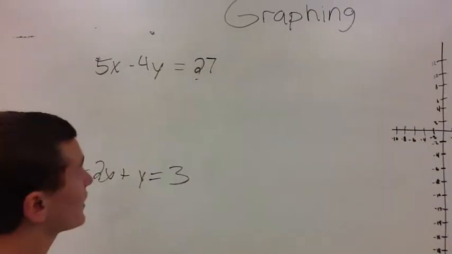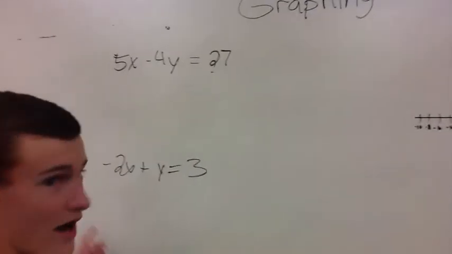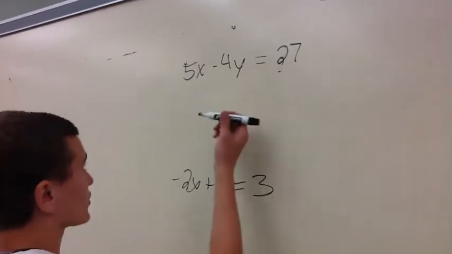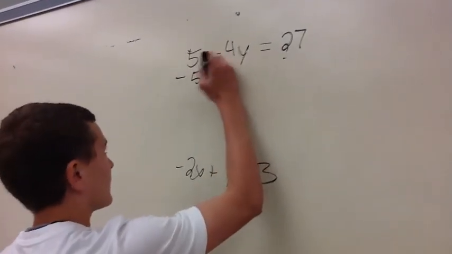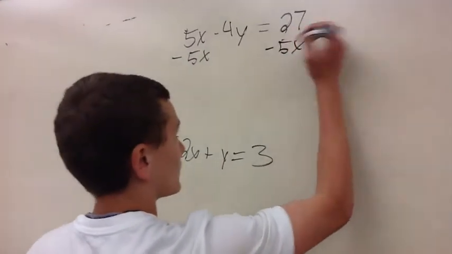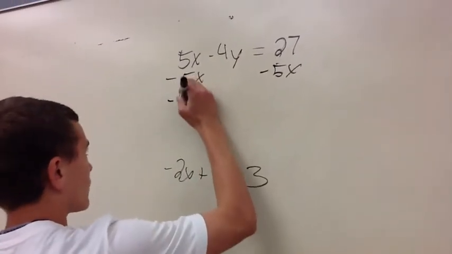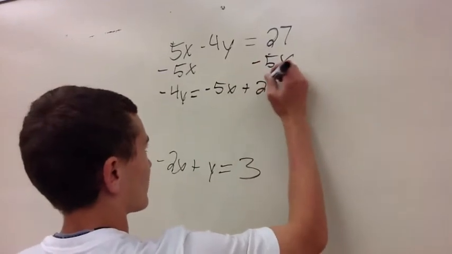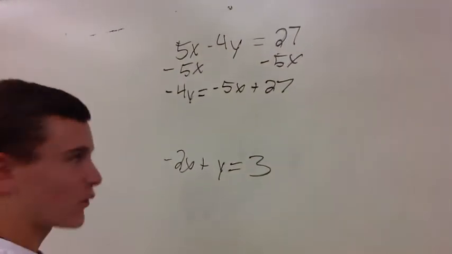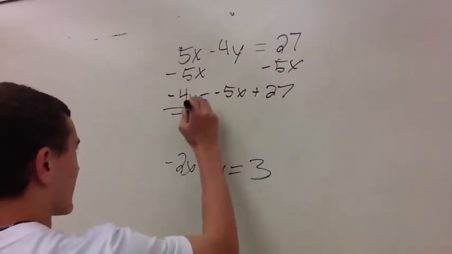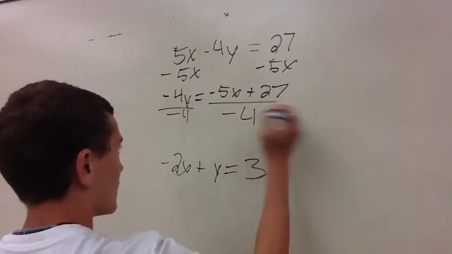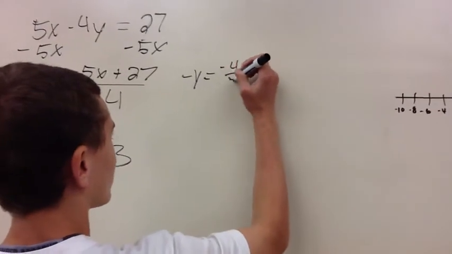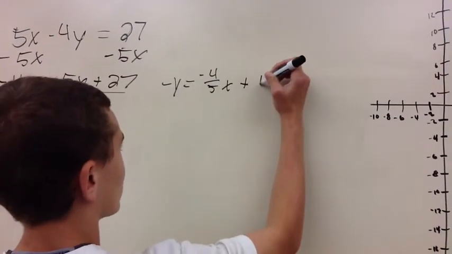Alright, now this is the way how to solve using graphing. To graph, you have to put both of these equations into slope-intercept form. So first is this first equation, you're going to minus 5x to both sides of the equation. Then you get negative 4y equals negative 5x plus 27. Now it's not in slope-intercept form yet, so you're going to have to divide everything by a negative 4. Then you'll get negative y equals negative 4 fifths x plus 6.75.